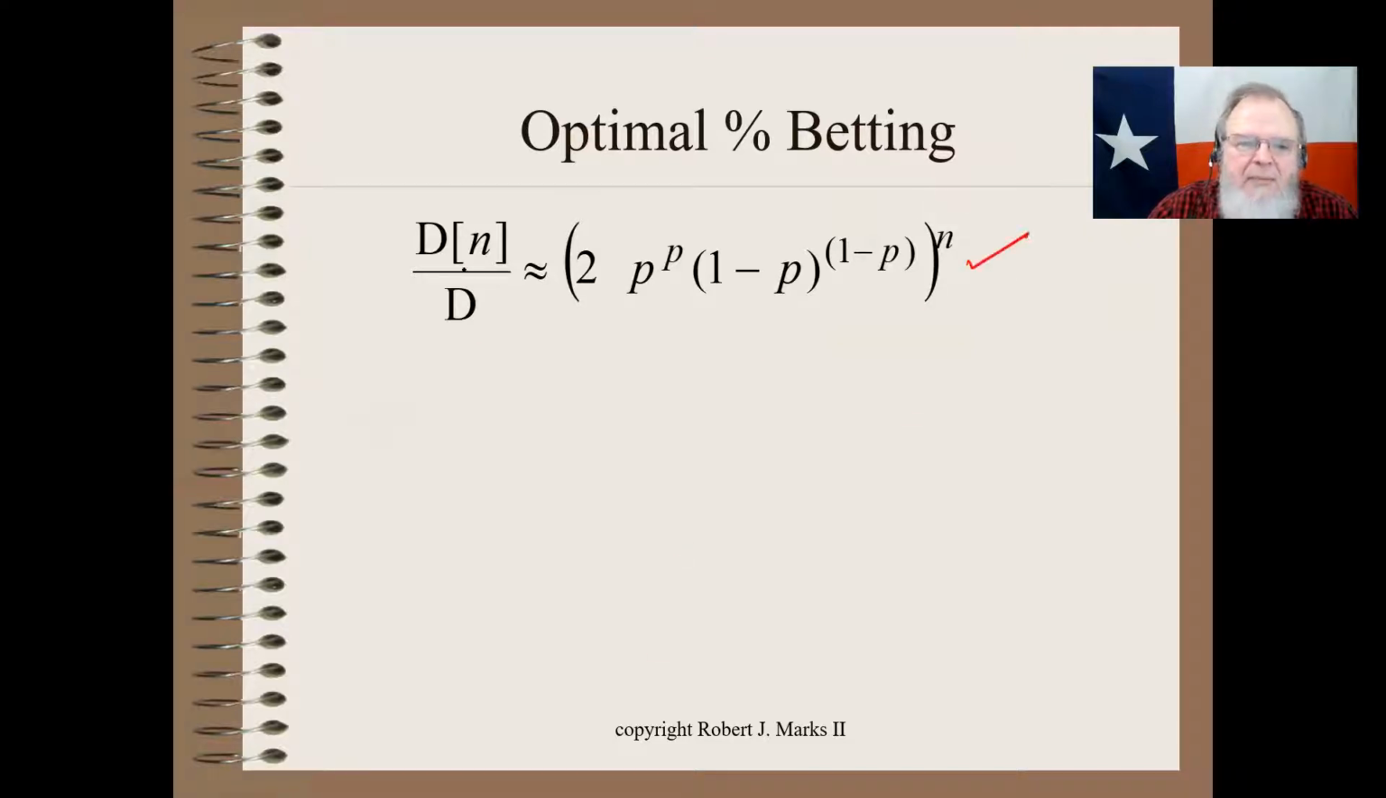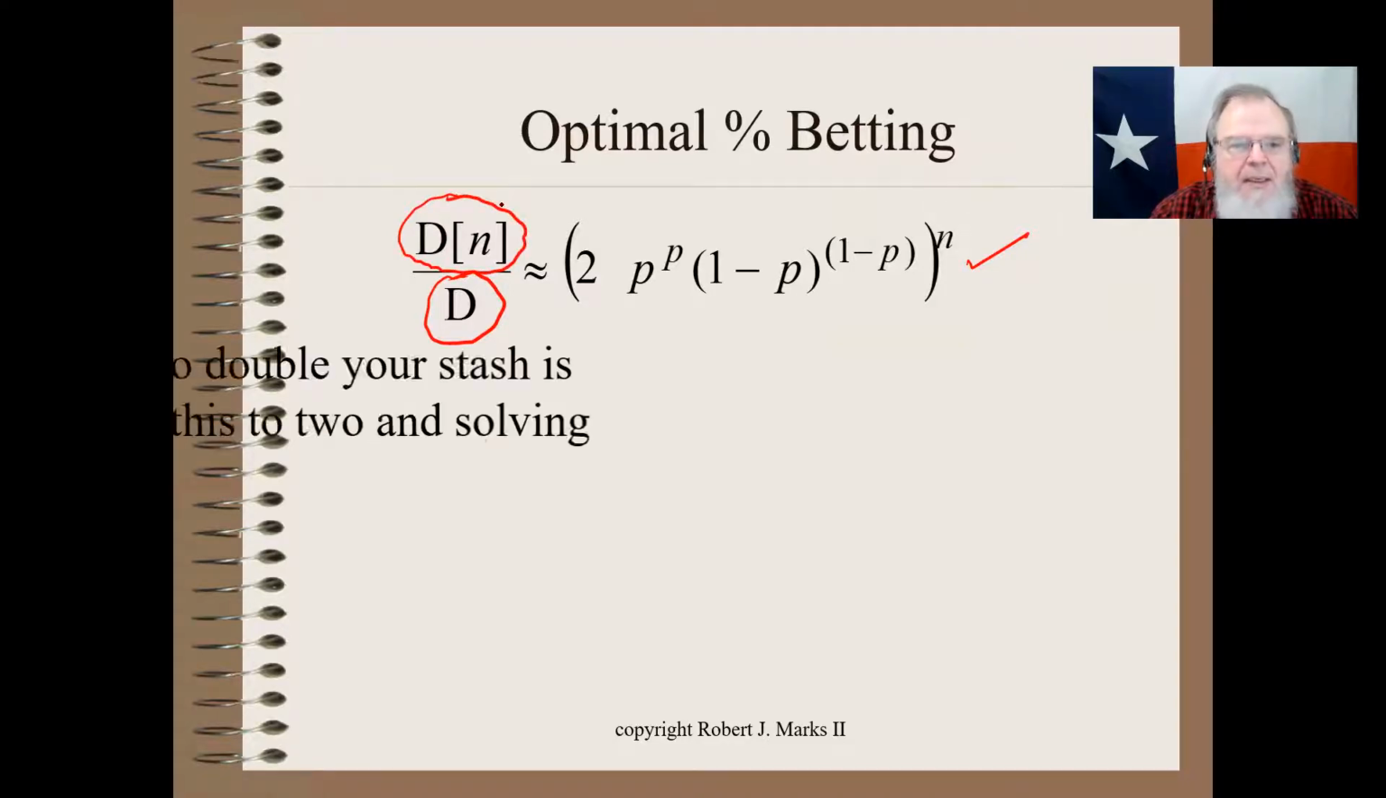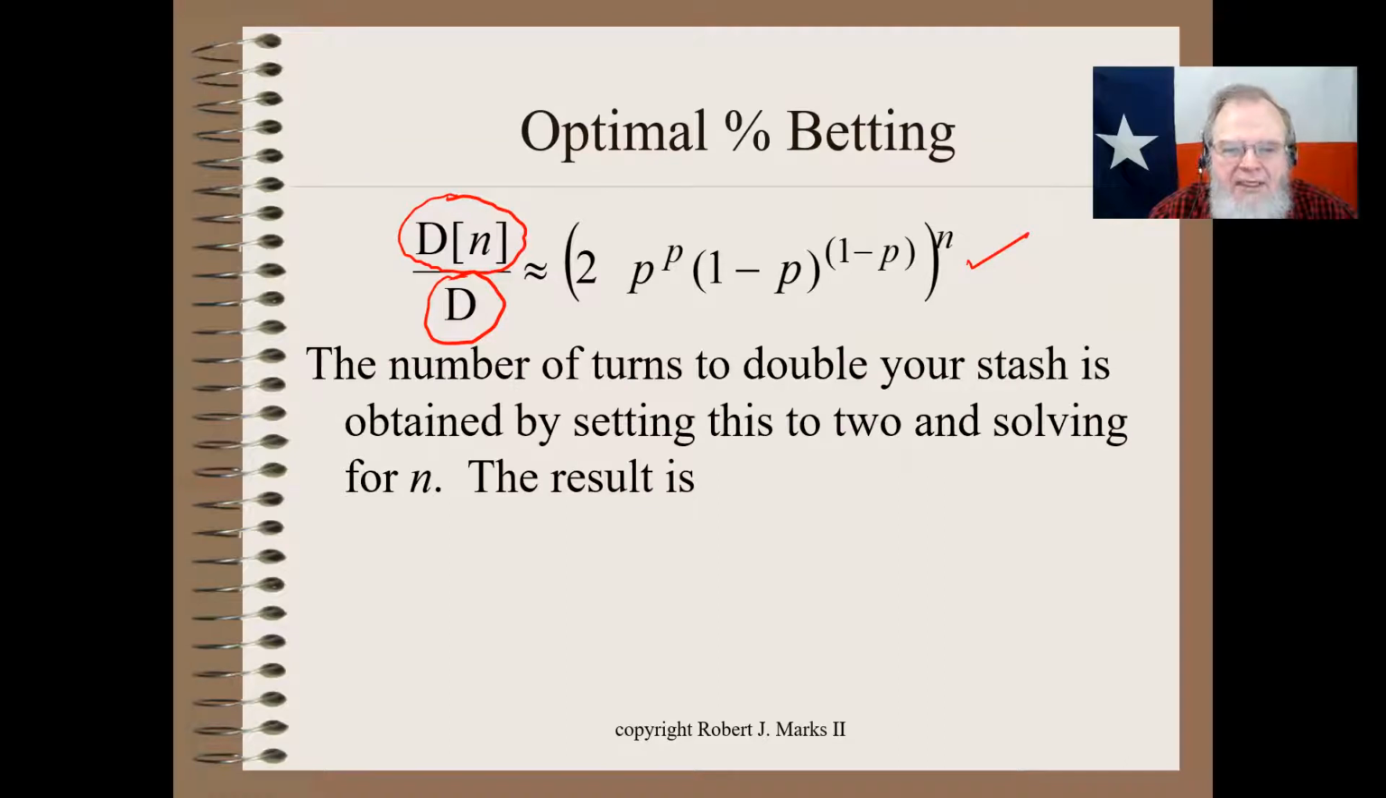So d sub n, remember what d was? d was your original stash. d sub n is your stash after n plays, and the number of turns to double your stash is your double time. This is how many times you have to play to double your money. What do we want d sub n over d to be? We would like this to be equal to 2, right?